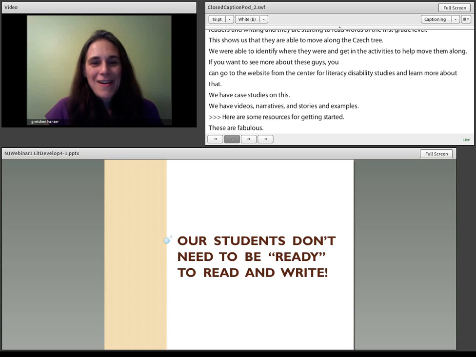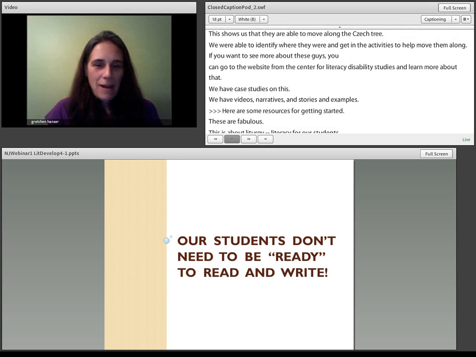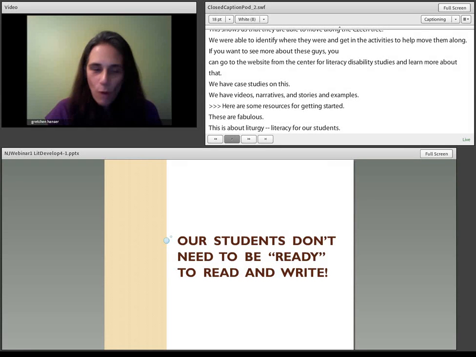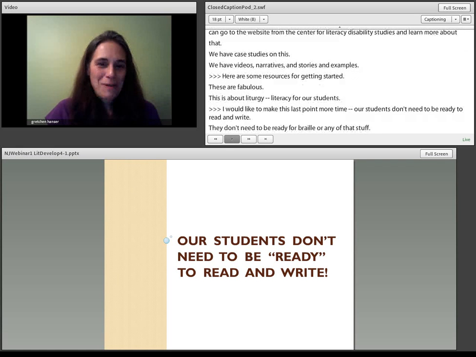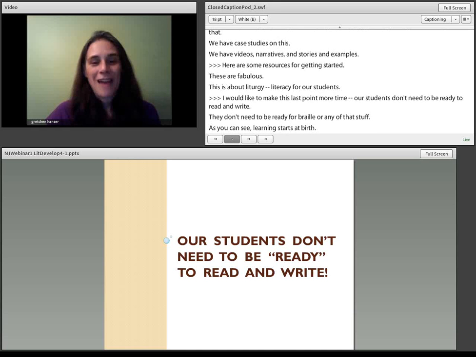I'd like to make this last point one more time. Our students don't need to be ready to read and write. They don't need to be ready for Braille. They don't need to be ready for any of that stuff. As you can see, literacy learning starts at birth. Our students don't need to be ready; actually the ones that need to be ready is us, because we need to have the appropriate books and the appropriate ways for kids to write.